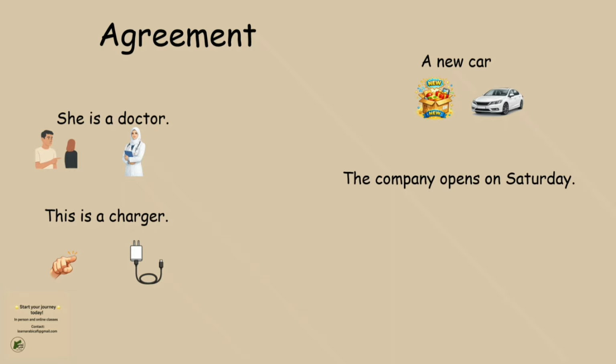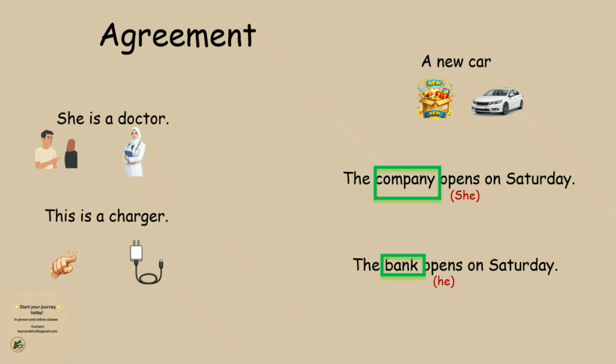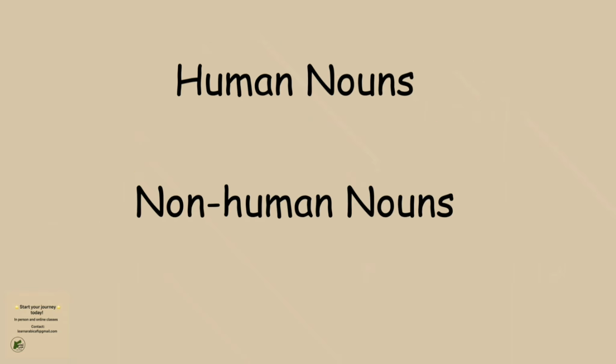This also applies to verbs. For example, if we want to say "the company opens on Saturday," we need to know that the word company is feminine, and therefore we will be conjugating the verb "opens" with the pronoun "she." While if we want to say "the bank opens on Saturday," we will conjugate the verb with the pronoun "he" because the word bank is masculine. Knowing the gender of nouns in Arabic is not complicated.